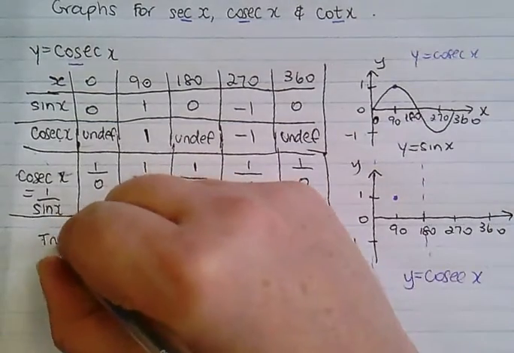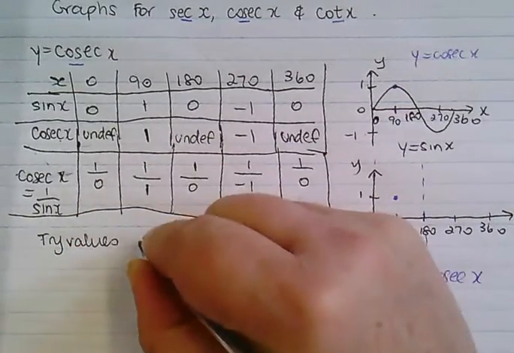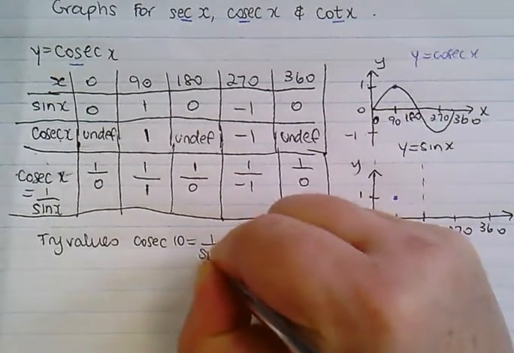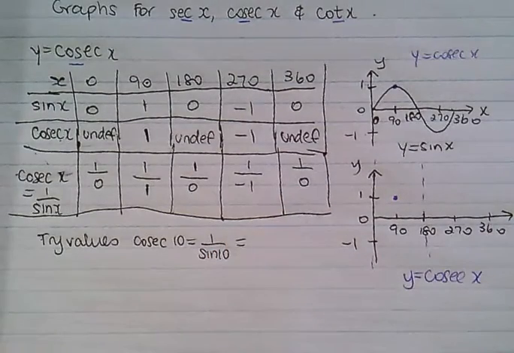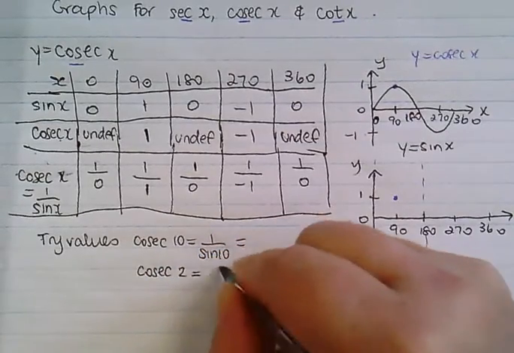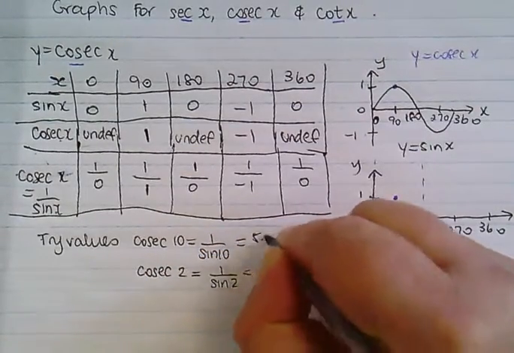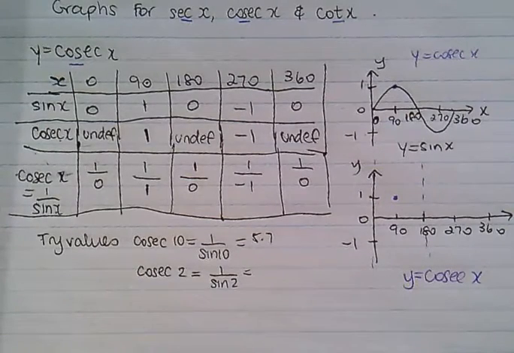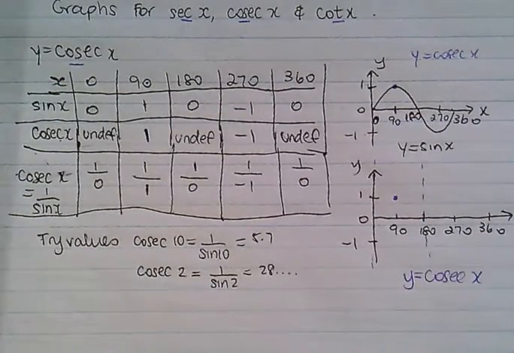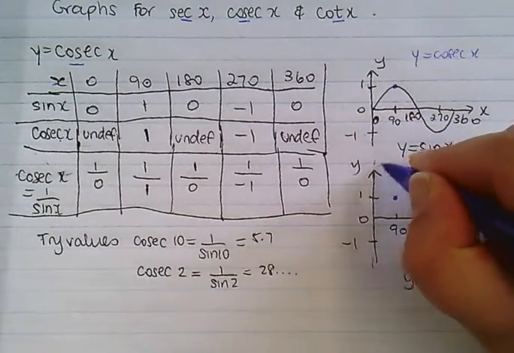Just trying values. Let's just try cosec of 10 or 5. Has anyone done cosec 10? 1 divided by sine 10. So cosec 10 is 1 divided by sine 10, for example, which is? Anyone got an answer? All right, try cosec of 2 or something. We're getting close to 0. That was 5.7. Cosec of 2. To enter cosec 2 on your calculator, you go 1 divided by sine 2. All right. Where do you think? It's 28. So what's the curve going to look like? Way up here.